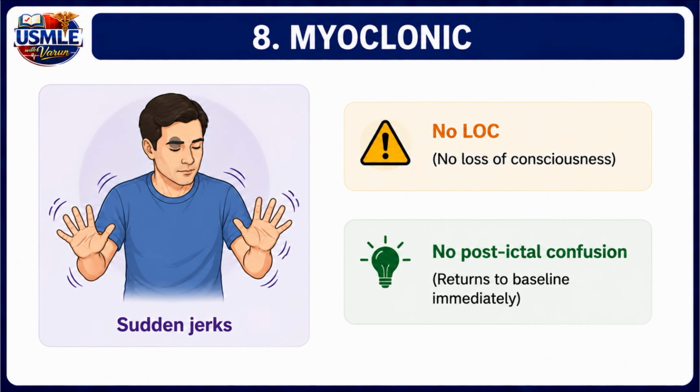Myoclonic seizures consist of sudden, brief, and shock-like muscle jerks. Consciousness is usually preserved. There is no loss of consciousness, and the patients usually recover immediately without any kind of post-ictal confusion. They return to the baseline immediately. So these myoclonic seizures commonly occur shortly after awakening and are characteristic of juvenile myoclonic epilepsy.